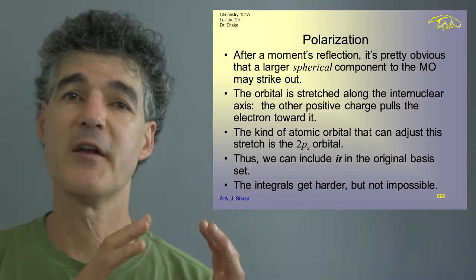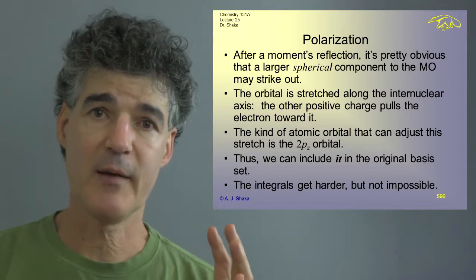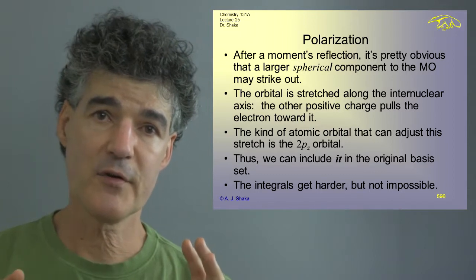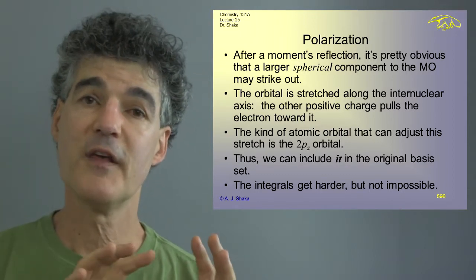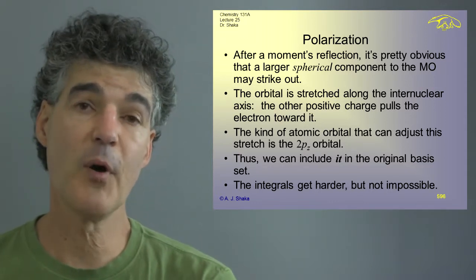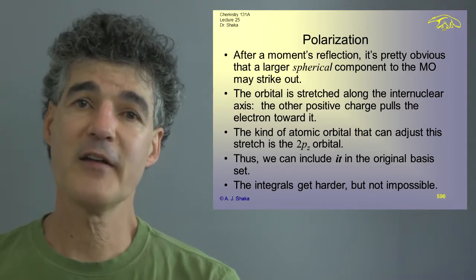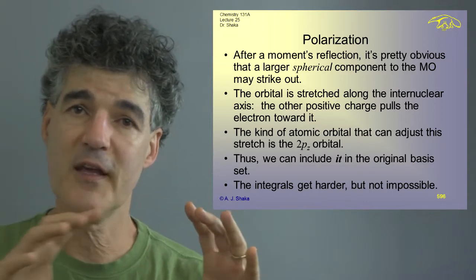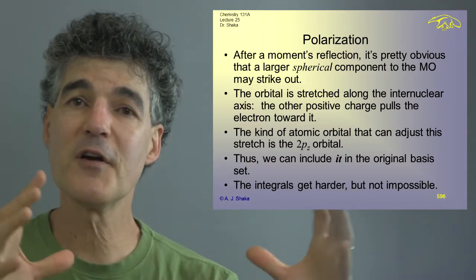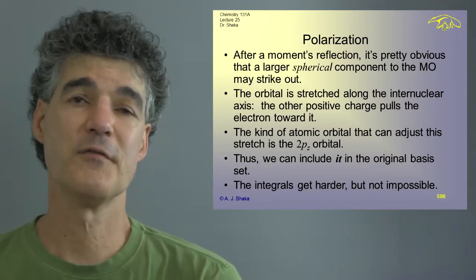Supposing I'm a hydrogen atom and I have my spherical 1s orbital here, and I bring up a proton. The electron is going to be attracted to the proton, and so I expect that this orbital is going to stretch in that direction. In other words, it's going to be polarized by the presence of the other positive charge. And that stretching in one direction on the internuclear axis can't be represented very well by a sphere because a sphere moves out in every direction equally. And therefore, I don't want to use a spherical orbital.